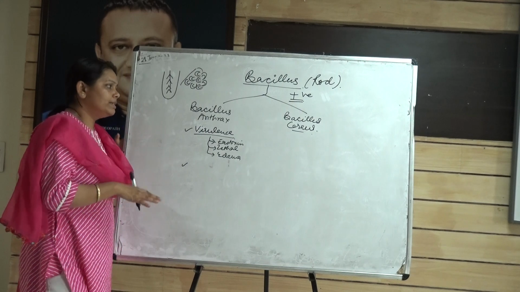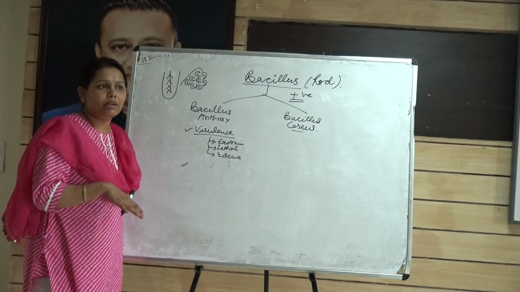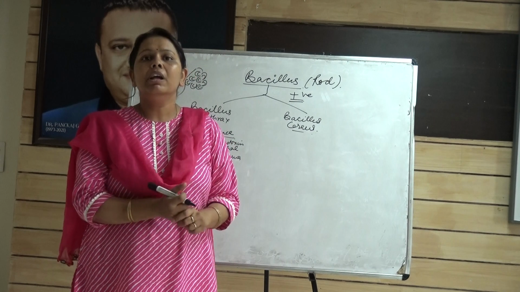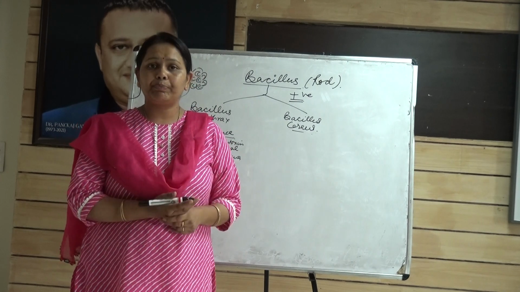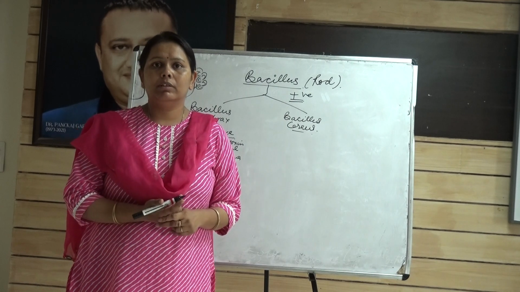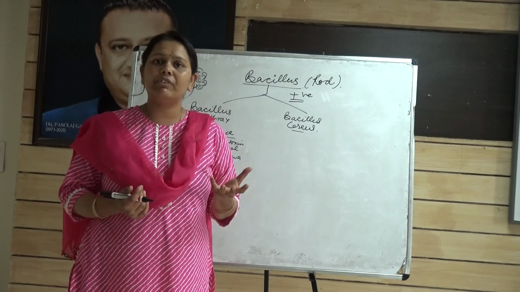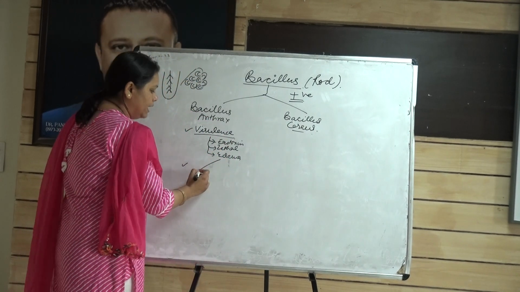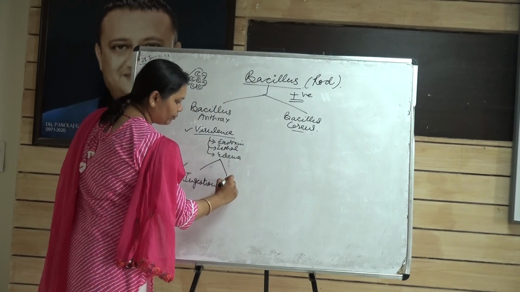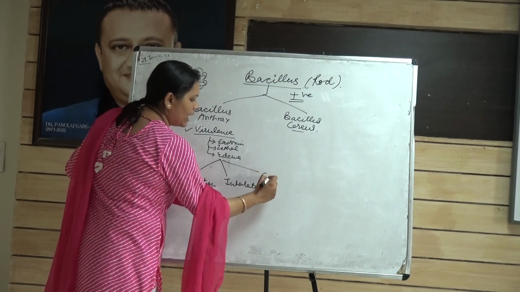Now the persons who get infected by anthrax are associated with particular occupations, like those who do sheep or cattle farming. That's why it is called wool sorters disease. There are three modes of transmission of this disease. One is ingestion, second is inhalation, and third is the cutaneous mode.